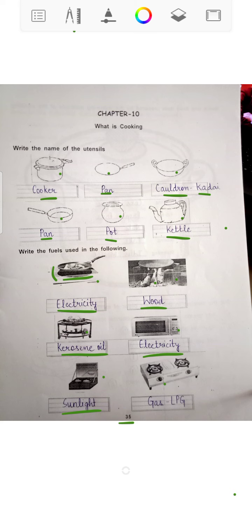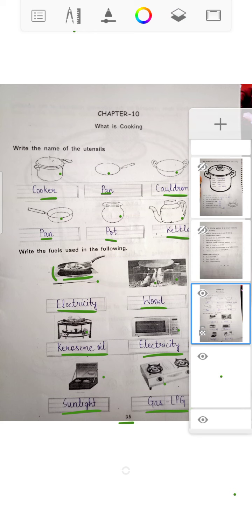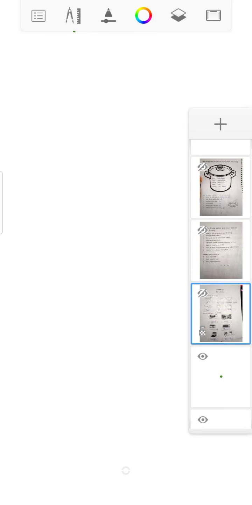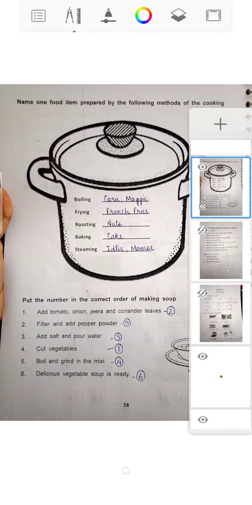So आपके घर में भी ये गैस होती है. This is by LPG cylinders, जो कि हम यूज़ करते हैं इसको बर्न करने में, right? So now let's come to page number 36, and we are going to see page number 36.